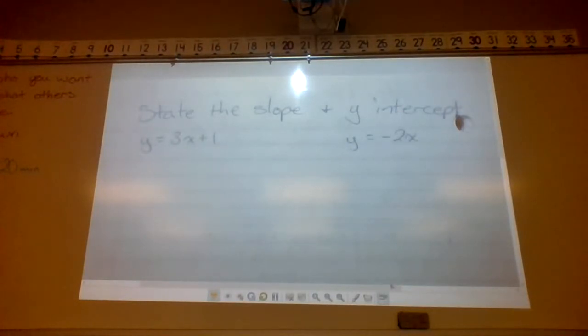You still want to do the y-intercept. Perfect. Now you just need the y-intercept. In the second one, y equals negative 2x. What's being added to negative 2x? Zero. That's what the y-intercept is. It has to intercept the y.